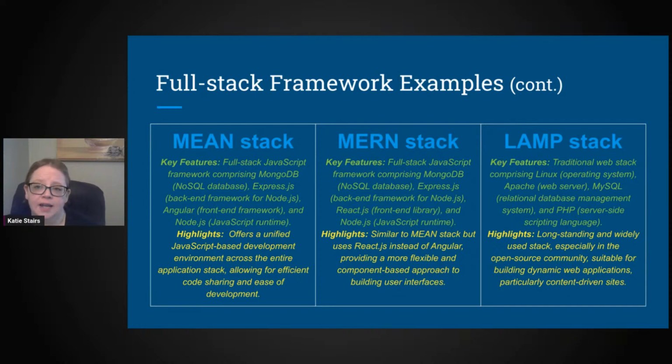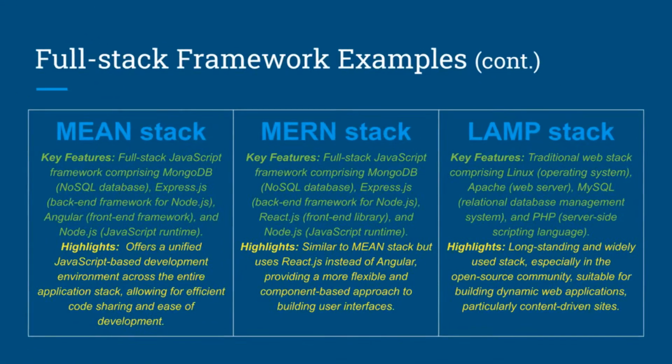So for the MEAN stack, it is a full-stack JavaScript framework comprising MongoDB, which is a NoSQL database, Express.js, a backend framework for Node.js, Angular, which is a front-end framework, and Node.js, which is a JavaScript runtime. It offers a unified JavaScript-based development environment across the entire application stack, allowing for efficient code sharing and ease of development. The MERN stack is a full-stack JavaScript framework comprising MongoDB, Express.js, React.js, and Node.js.